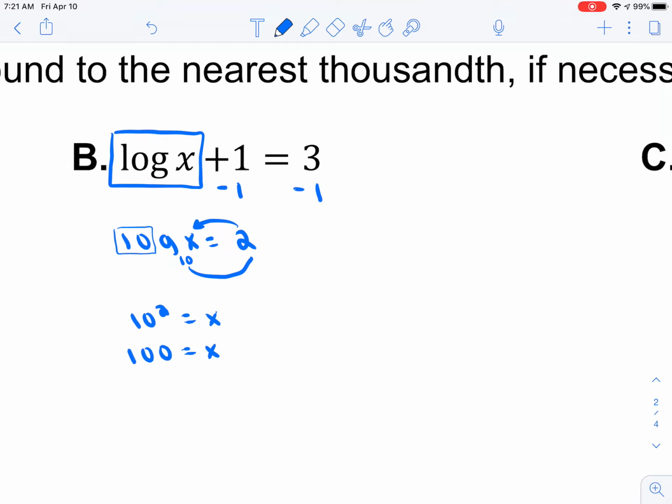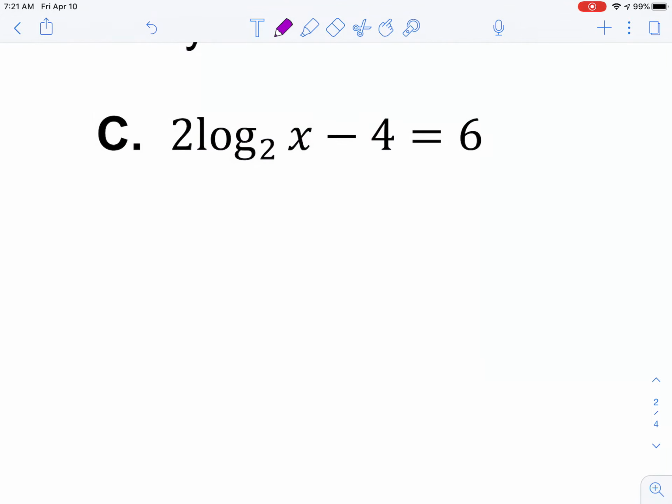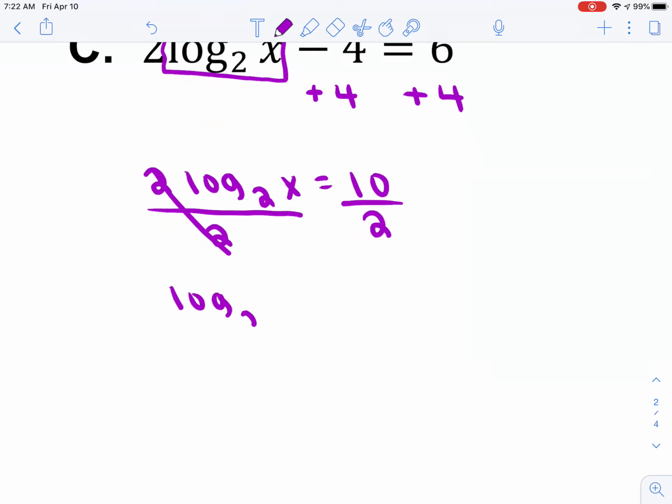Now check it. If I sub that back in, we're all good. When you sub in that 10 there, you will in fact get a positive number in the argument. And then finally, the last one in the set, you are going to, again, isolate this term that has log. Now we have to get rid of 2 numbers. One number we have to get rid of by addition. So 2 log base 2x equaling 10. The other number we have to use division. So I get log base 2x equaling 5.